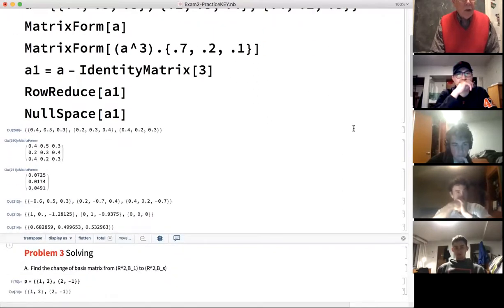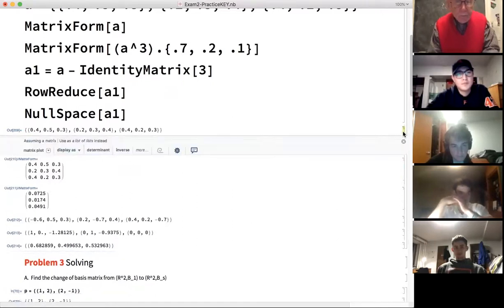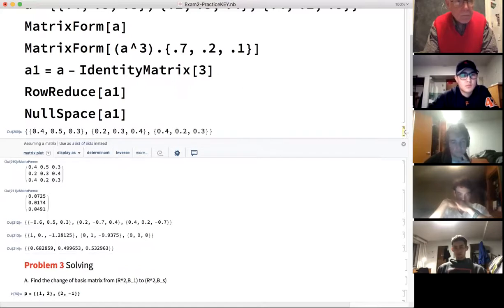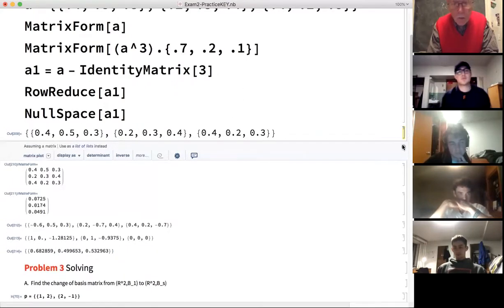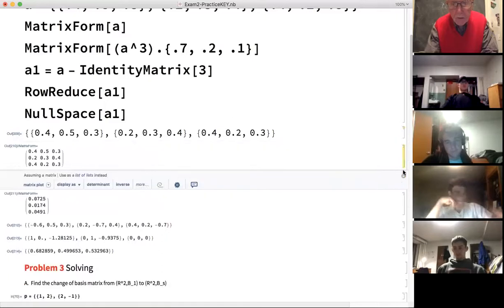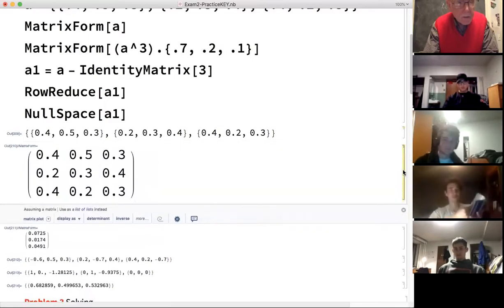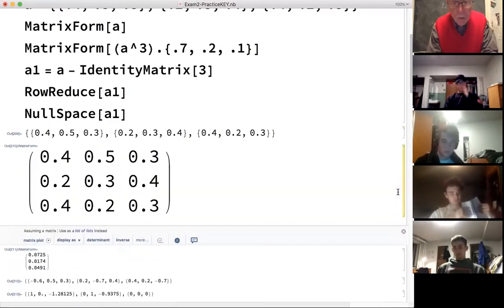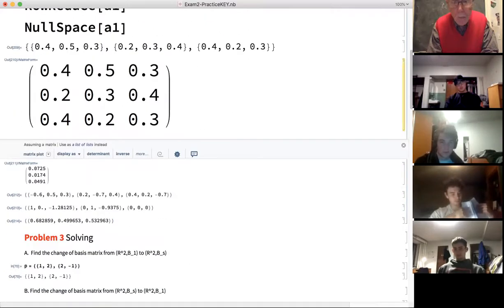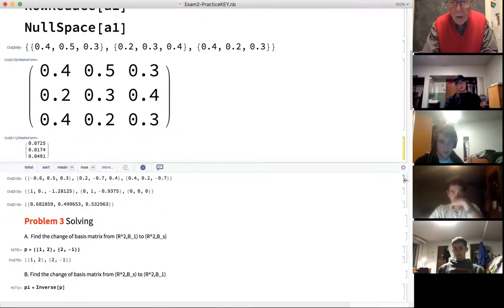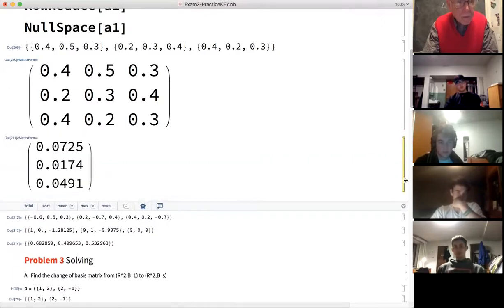And then I wanted to look at the matrix form and so on. So let's blow up some of this stuff. There is the matrix A. There it is, the matrix form of A, which we didn't actually need.